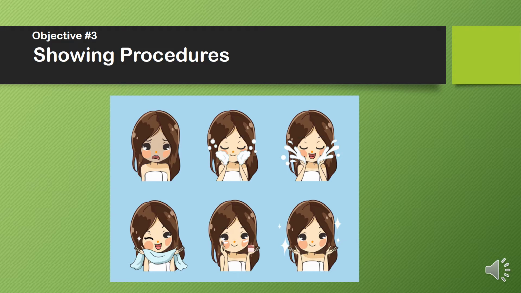Objective number three, visuals may be used to show procedures. Visuals can be very useful as replacement or support for instruction in language learning materials. In this way, the photos provide procedural clues for the learners to work out what they have to do.